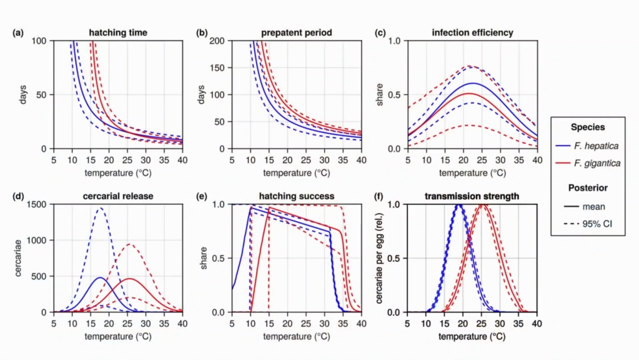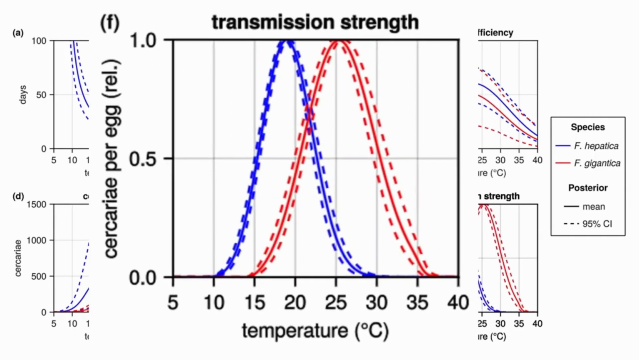The other one is hatching success of the egg. At 40 degrees, sure, the hatching time will be very short and the egg will develop very fast, but almost all of the eggs will die from heat before hatching. And then the last one is the total transmission strength. Combining these five, we can predict how able the Fasciola is to complete its whole life cycle at different temperatures. And you can see a big difference between the two species.